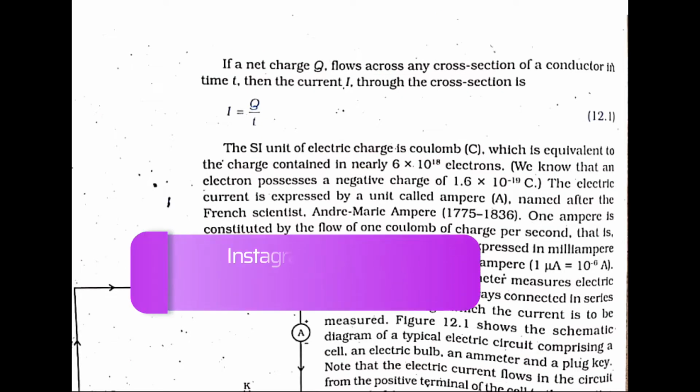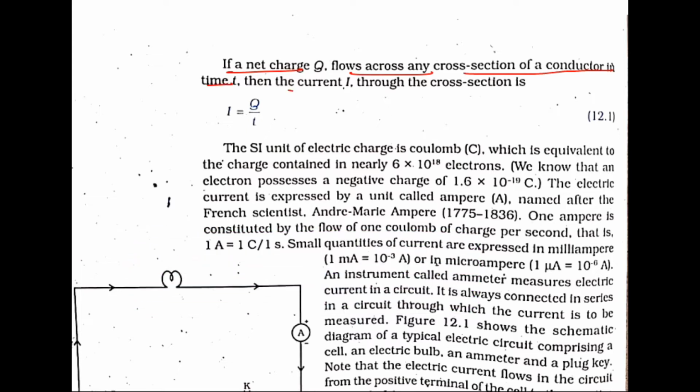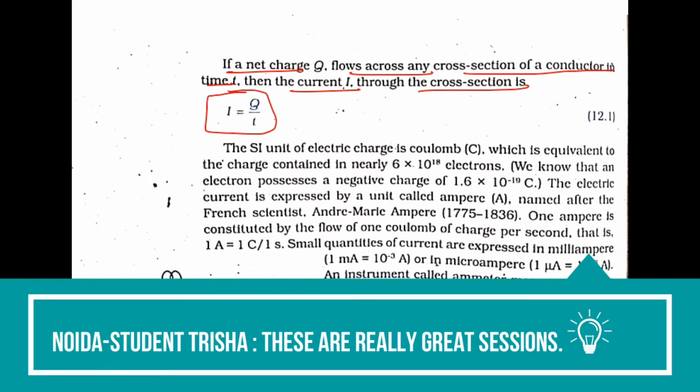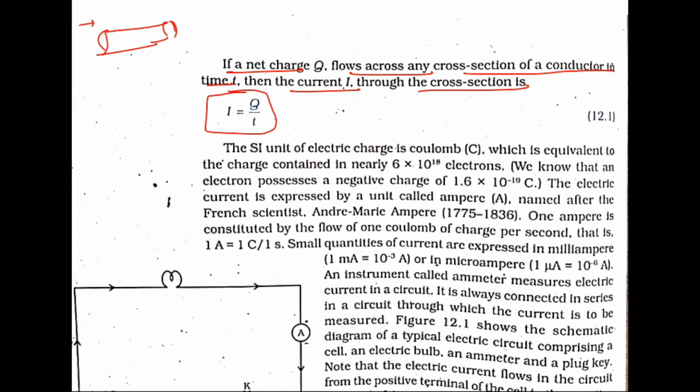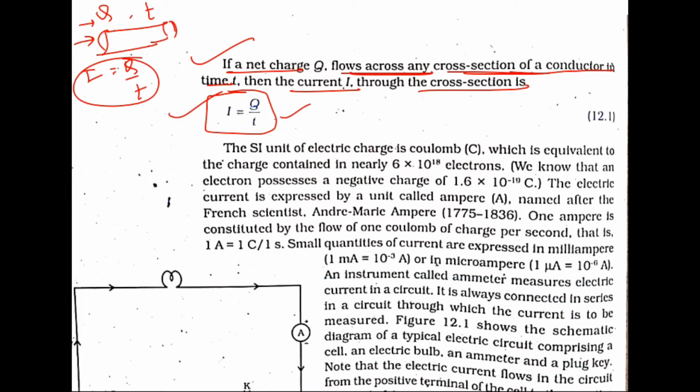After that you can write: if net charge Q flows through any cross section of a conductor in time T, then the current I through the cross section is I equals Q by T. For example, this is a cross section of a conductor, and net charge Q flows across it in time T, so the current flowing is I equals Q by T. After the definition, write this statement and I equals Q by T, and then write the units for electric current.